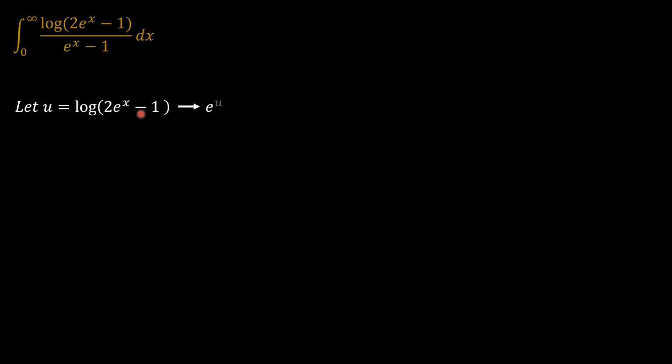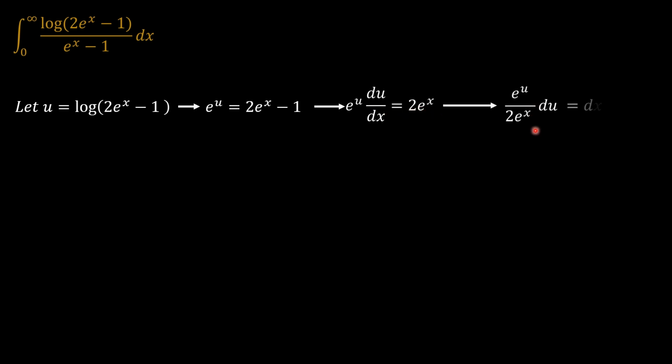So the first thing that one would do is to let u be equal to the natural logarithm of 2e to the power x minus 1. And so e to the power u is equal to 2e to the power x minus 1, and therefore e^u du/dx is equal to 2e to the power x. And so e to the power u over 2e to the power x du is equal to dx.